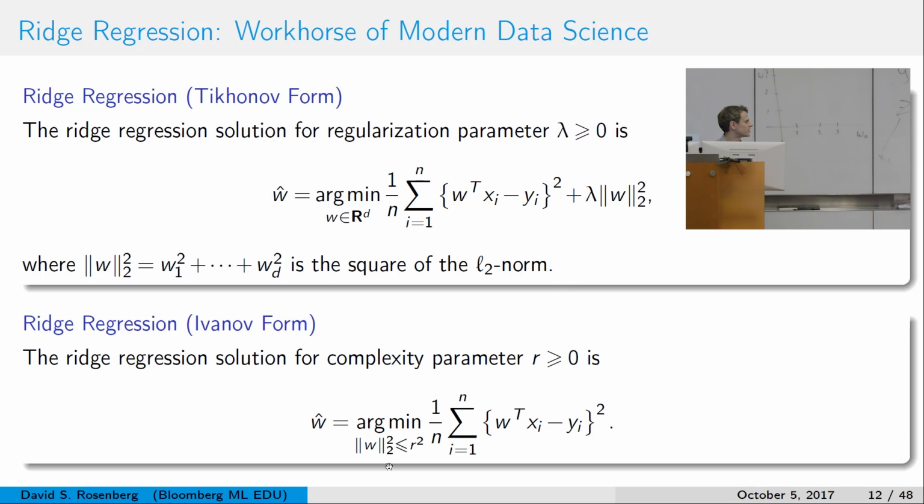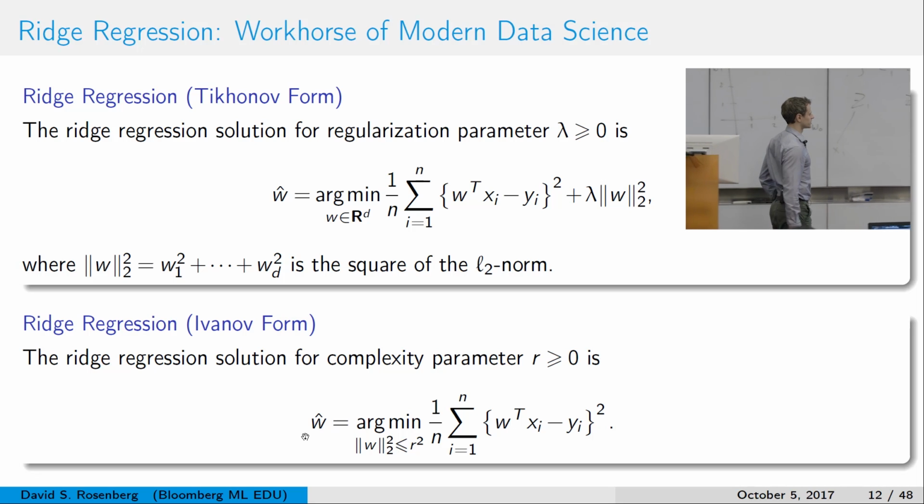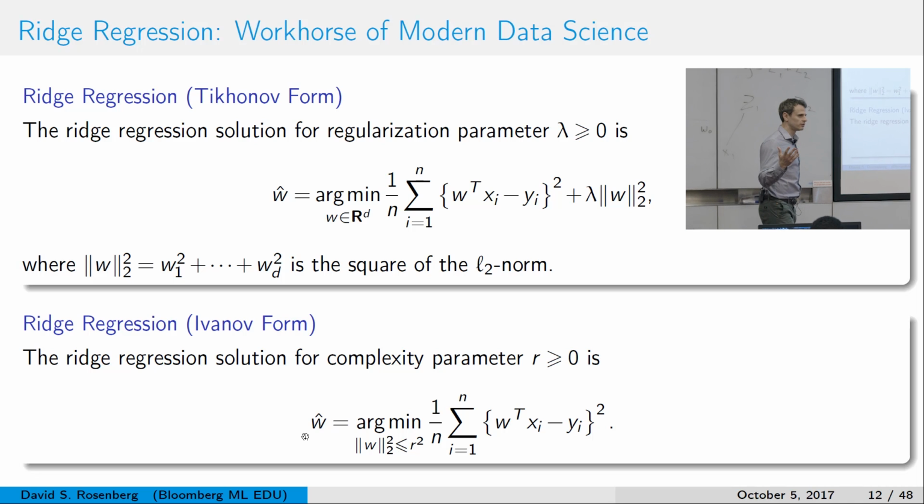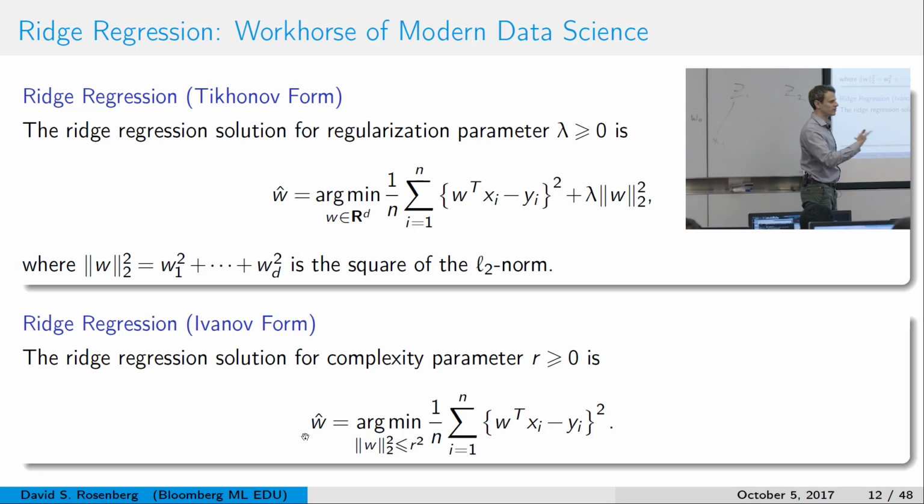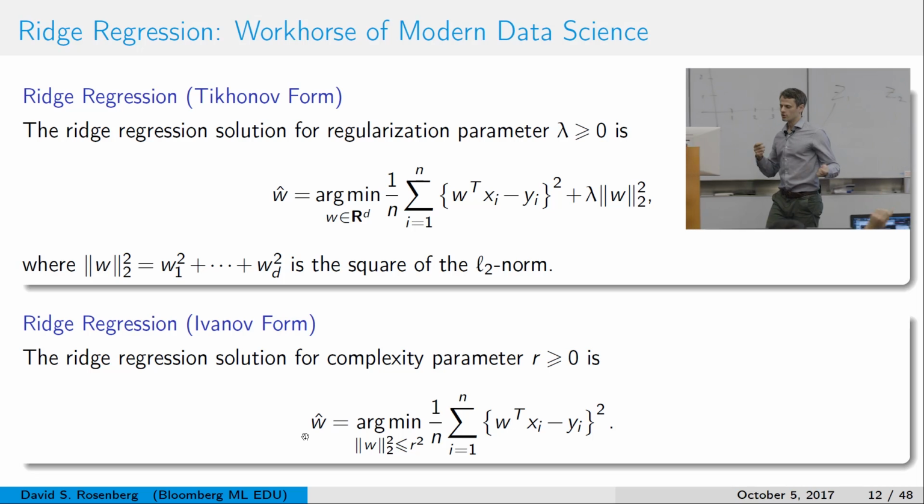Alternatively, we could do the constraint form. So now we have just the plain empirical risk, and we're constraining the L2 norm of the vector W to be at most R squared for some R you choose. All right? Good. So two different options, two different ways to write ridge regression. It's not necessarily clear, but one can prove that these two are equivalent in the sense I gave earlier. So we'll kind of switch between them.